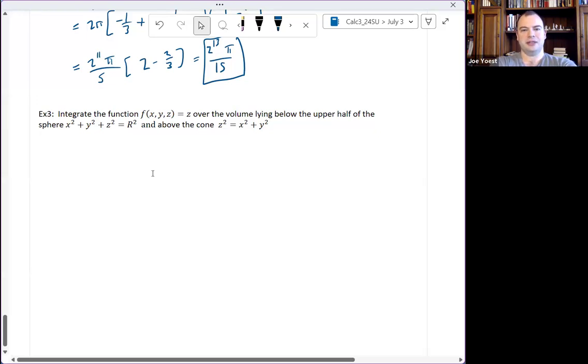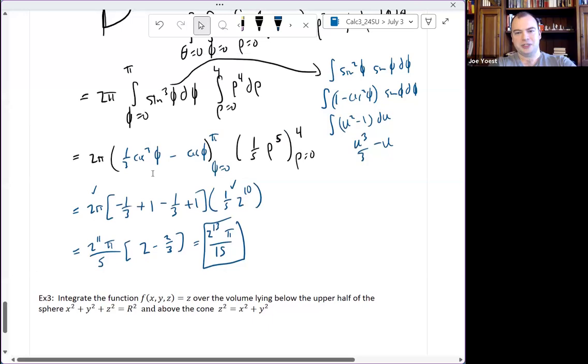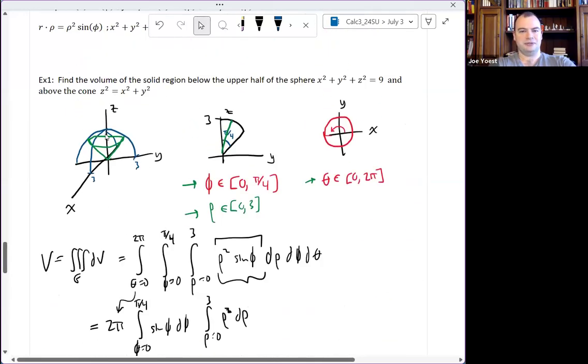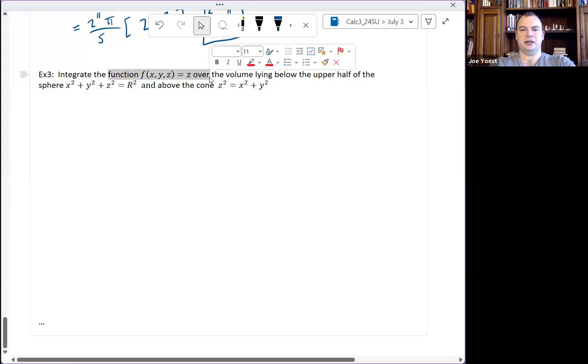So example 3: integrate the function f of xyz equals z over the volume lying below the upper half of the sphere x squared plus y squared plus z squared equals big R squared for some big R, and above the cone z squared equals x squared plus y squared. So this region is going to be kind of like an ice cream cone looking thing, like in example 1, but instead of just finding its volume, we're looking to integrate an integrand over that region.